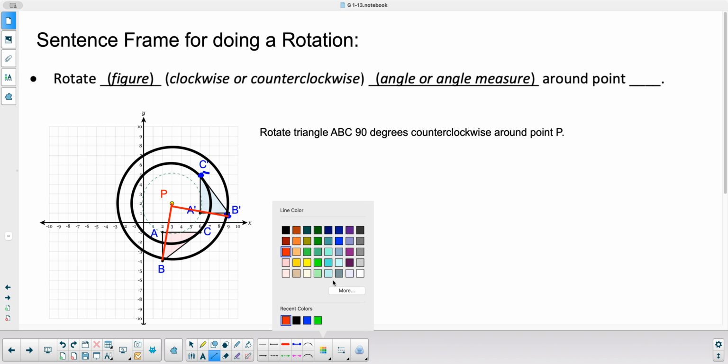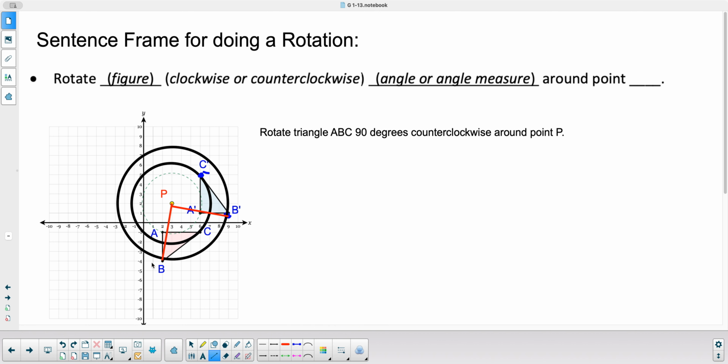Okay, maybe change the color here. Let's do another one. Let's do C to P to C prime. You see it's a 90-degree angle. And then same thing with A and A prime.